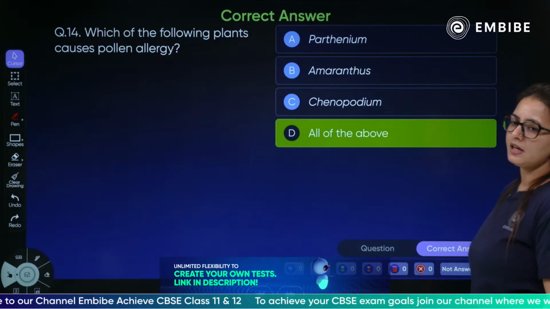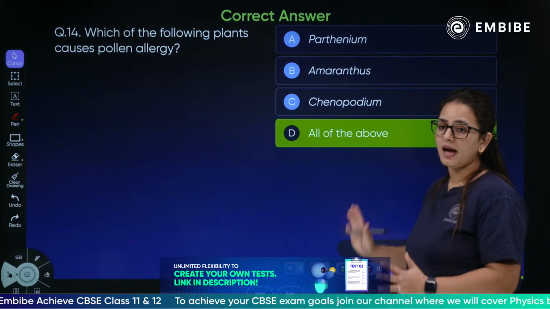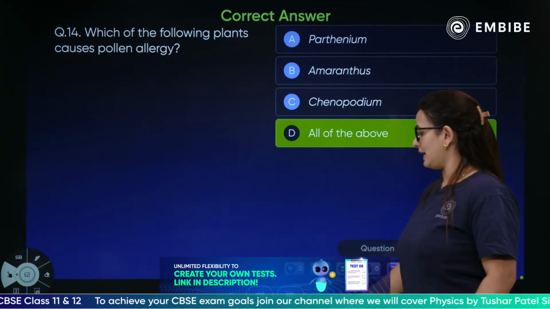Yes, the answer would be all of the above. Yes, all these plants will produce pollen which is absolutely allergic.